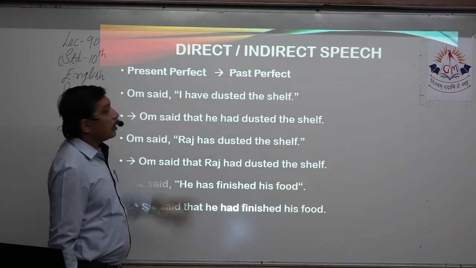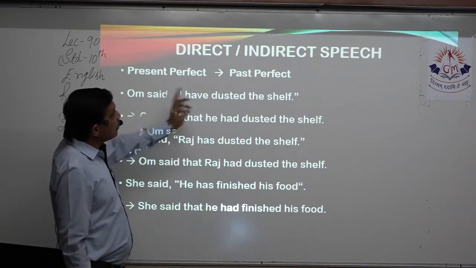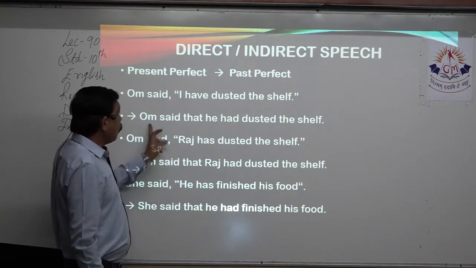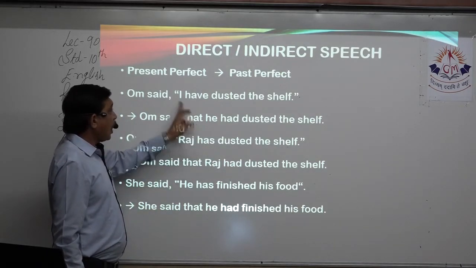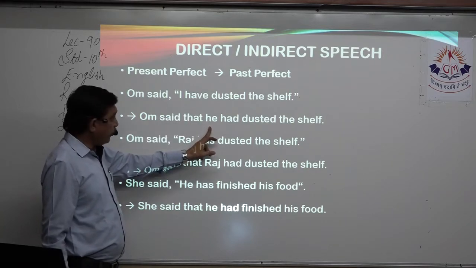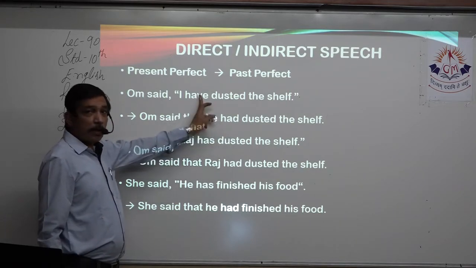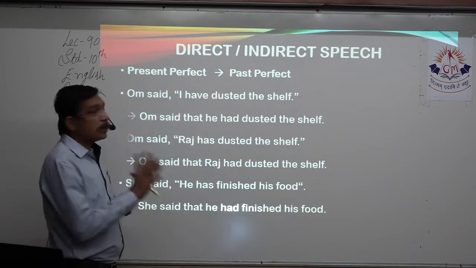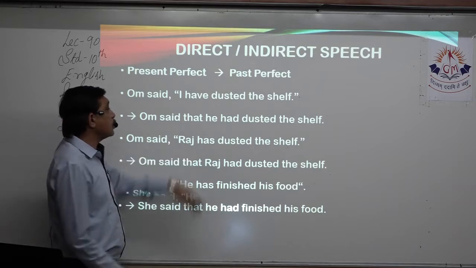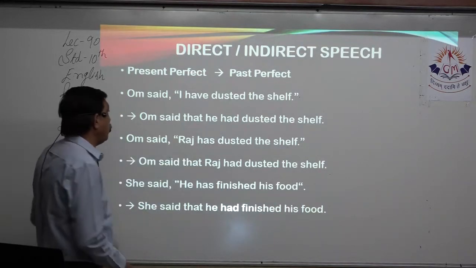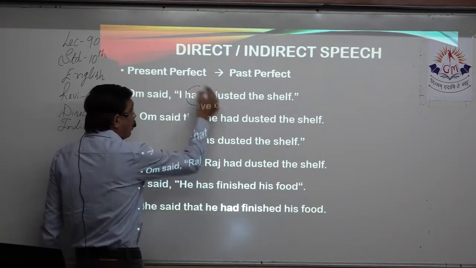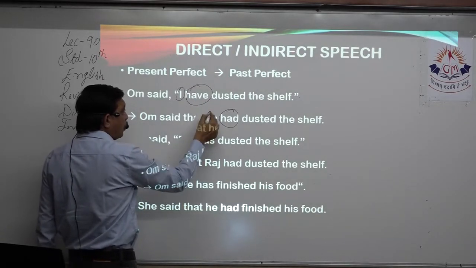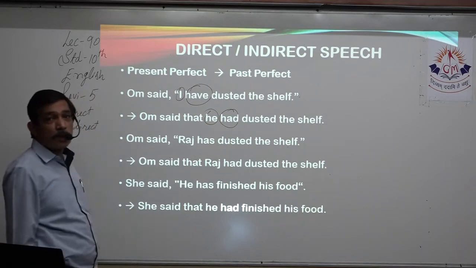Om said I have dusted the shelf. Now it becomes past perfect. Past perfect means had, right? So Om said that. I changes to third person, he. Have, which is present perfect, changes to past perfect, that is had. Rest of the sentence remains as it is. Dusted the shelf. That is only one change that we make. What is that change? Have becomes had, and because it is a pronoun, it changes to third person.